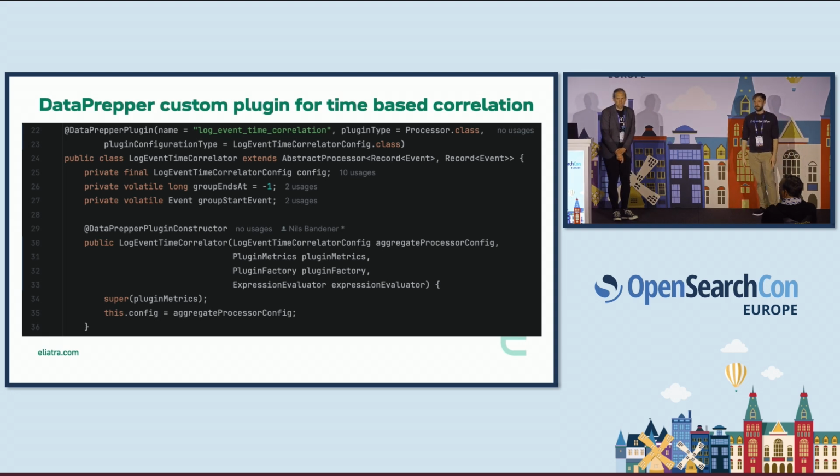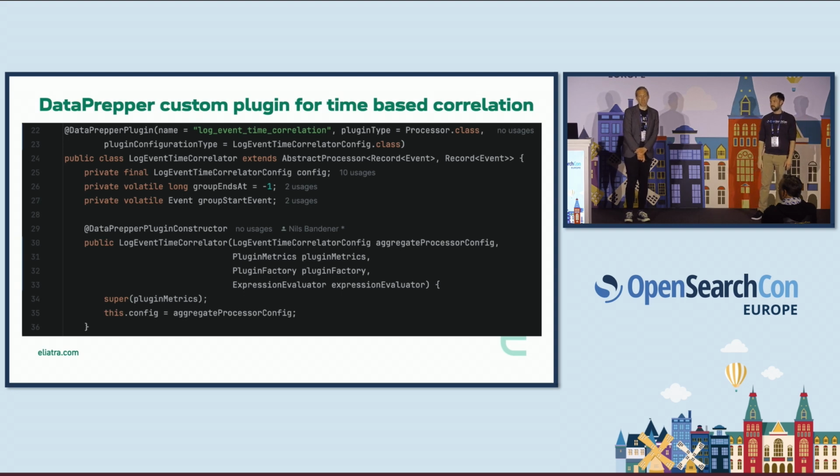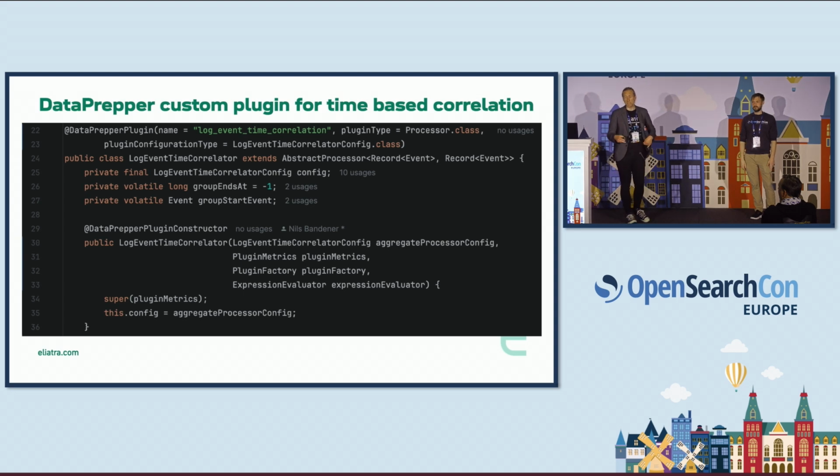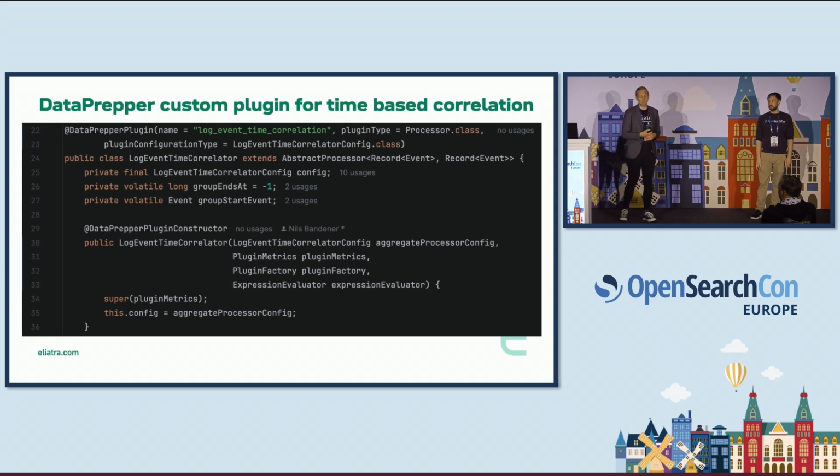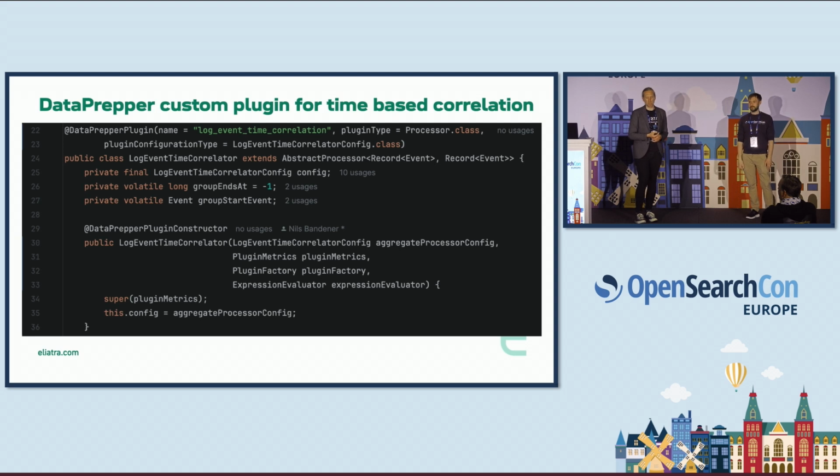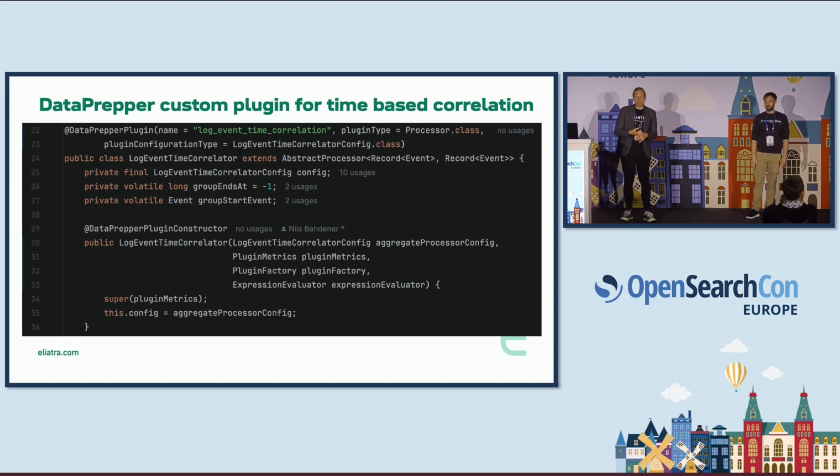Yes. We mentioned already this Data Prepper custom plugin. The cool thing about Data Prepper is it supports a pluggable architecture, and plugins can be relatively easily installed into it. Even if you deploy Data Prepper via Kubernetes, it's still very easy. So here is just a section of our plugin. Again, the full source code will be in the repository you will find at the end of this presentation. In the top line, we see an annotation which gives the plugin a name. Here it's log event time correlation.